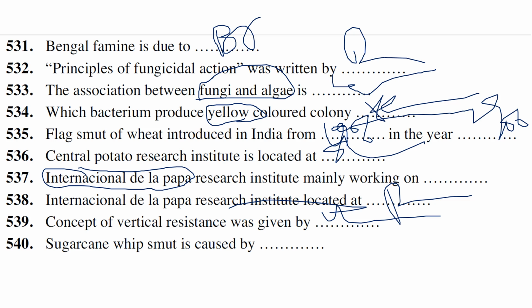Sugarcane whip smut, or whip smut of sugarcane, is caused by Sporisorium scitamineum. Before it was called Ustilago scitaminea, now it is called Sporisorium scitamineum.